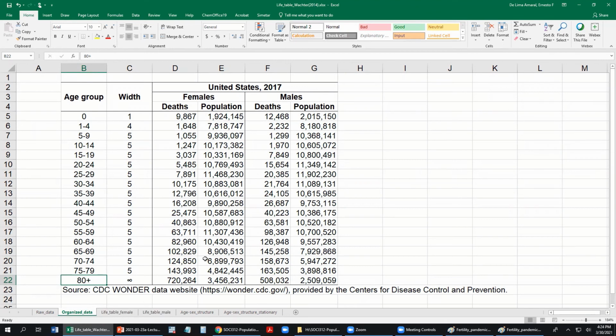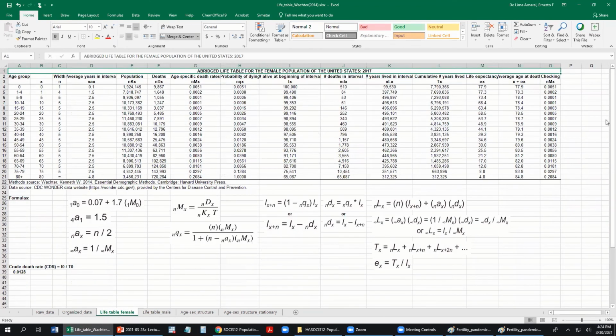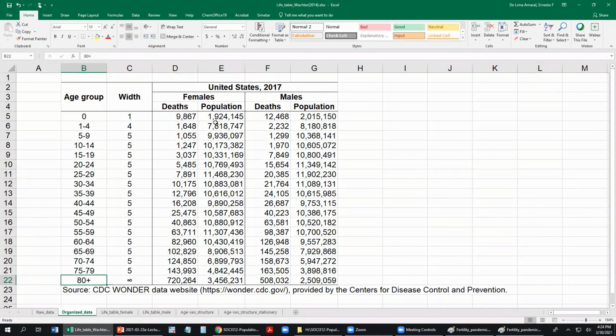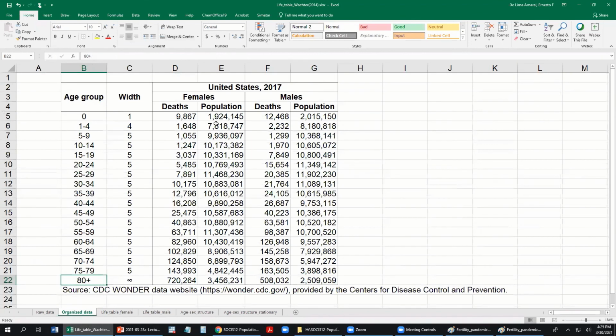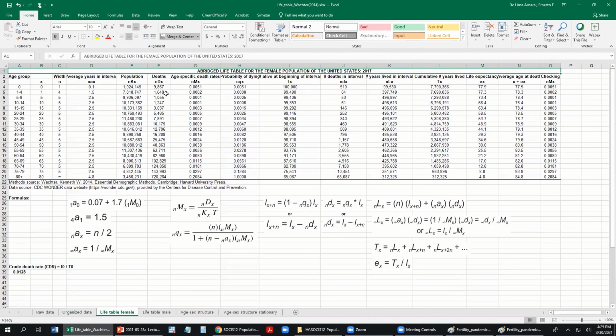For women, I get these two columns. For men, I get these two columns. For women, I have here the population by age group and the number of deaths. So 1.9 million, 9,800. It's exactly those numbers here. 1.924 and 9,867, exactly this number. And then, I'm just going to close the chat here, just hard to see.